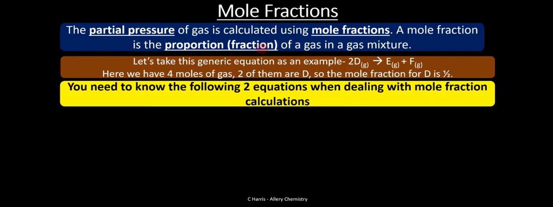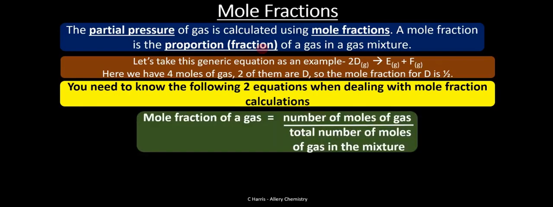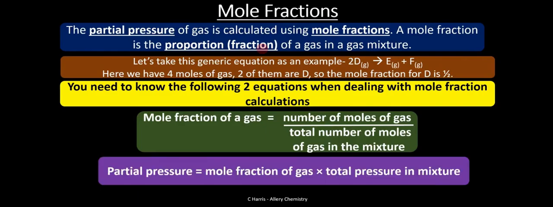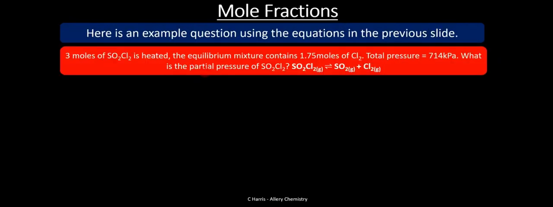Okay, so you need to know the following 2 equations when dealing with mole fraction calculations. You need to know the mole fraction of a gas, which is the number of moles of a gas over the total number of moles of a gas mixture, and you also need to know that you can calculate partial pressure by saying the mole fraction of a gas times the total pressure in the mixture. So you need this total pressure of the mixture if you are to calculate partial pressure of a gas from its mole fractions. Okay, so let's look at an example.